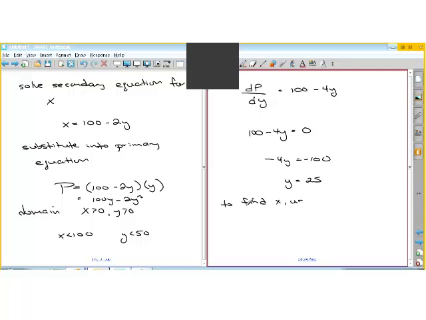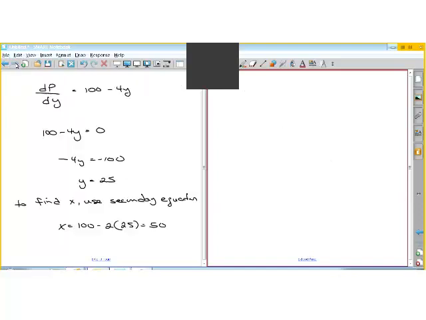Okay, now, so that's the y part. So to find x, use the secondary equation. So the secondary equation was this one. So all I have to do is say x is equal to 100 minus 2 times y, which is 25. And so x is equal to 50. Is that in the domain? Yes.